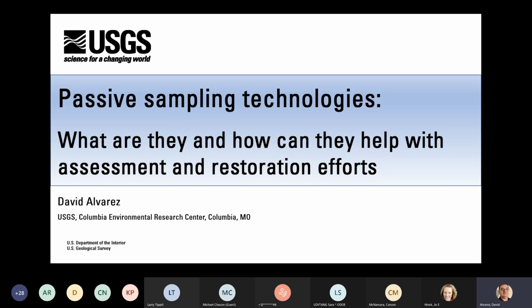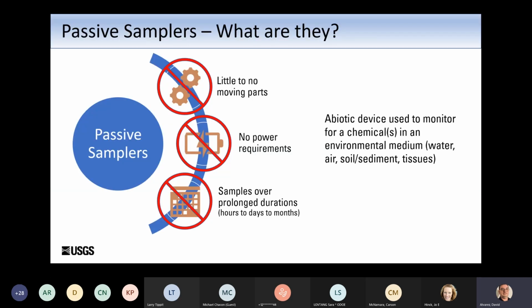So, time flies, and time flies also with passive sampling. I'm going to give you a little bit of a history and really start you off with some of the basics. I know some of you probably have used passive samplers. Some of you may be familiar. Some of you may be joining because you're wondering what the heck are these things I've heard people talk about. Passive sampling technologies: what are they and how can they help with assessment and restoration efforts? So with that, we'll go ahead and start going through some of this.